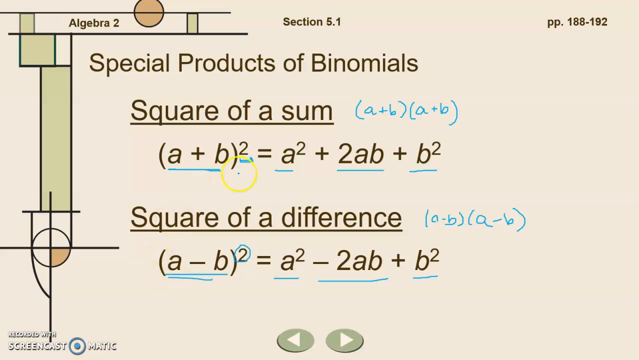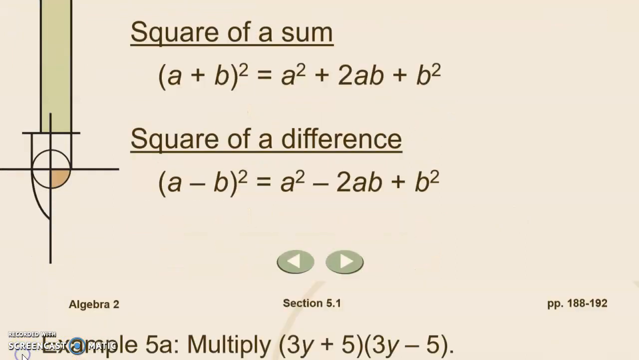If you don't recognize them and you write it out and multiply it, you're still going to get the same answer, but you increase the risk of making a computation error when you're doing this FOIL method. Also, you're just spending time that you don't need to spend when you could just take these shortcuts.